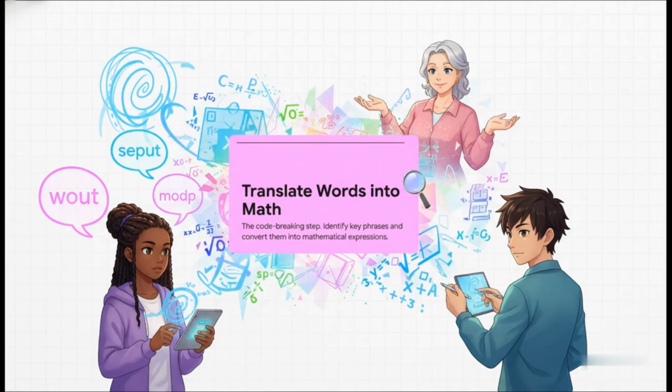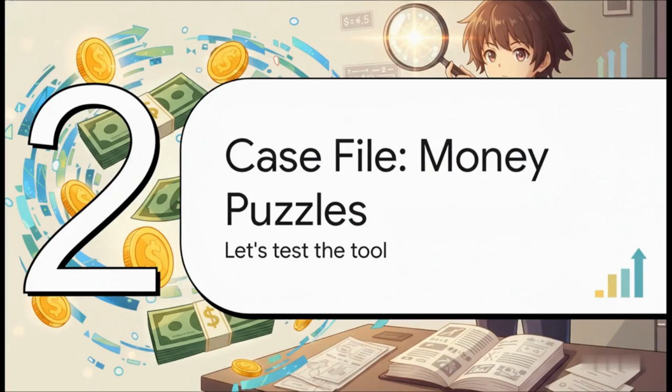Now, I've got to say, step 2 is the absolute game changer. Translating words into math, that's the real skill here. This is where we break the code. Once you get good at this translation part, the rest is honestly just calculation. So, enough theory. Let's put this new tool of ours into practice. We're going to open up a couple of classic case files that involve money. This is where we'll see how it all works in the real world.